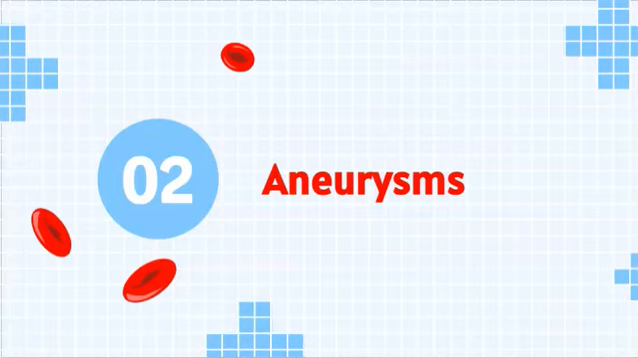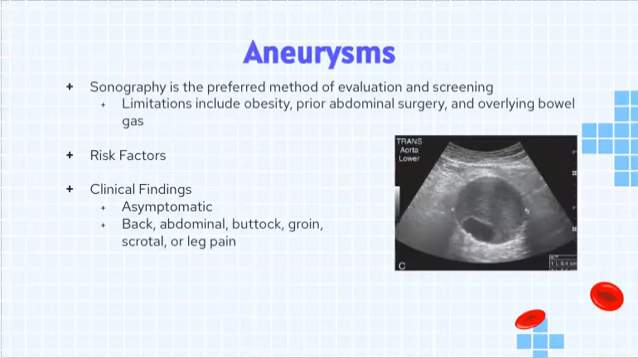So now we're going to go into aneurysms. An abdominal aortic aneurysm is defined as a vessel diameter of greater than 3 centimeters or noted focal dilation of at least 50% of the normal diameter. They're a potentially fatal condition that is seen generally in older patients. Sonography is the preferred method to eval and screen for aneurysms. When it's ruptured, that's a whole different story, but just to eval aneurysms and screen for them, usually in an outpatient setting, sonography is preferred.